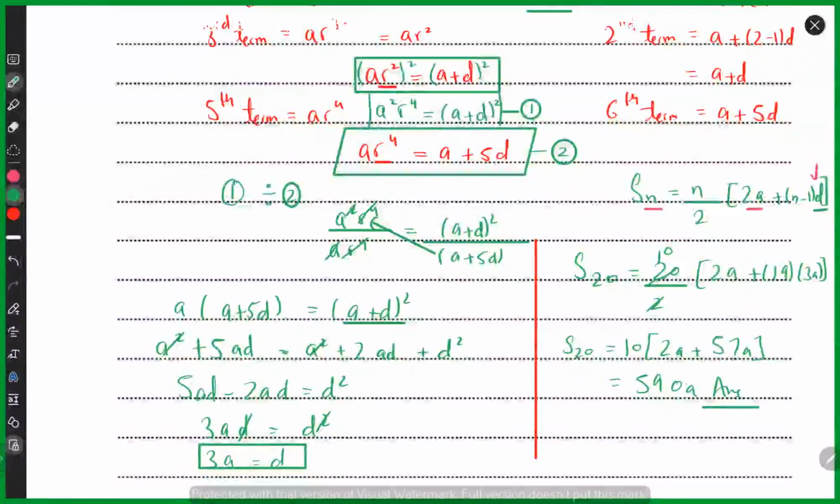Let me check the answer from the markings. Yes, that's right. It's 590A. Okay. So yes, now you can ask me if you have something. No, Miss, that's clear. Okay, very good. Let's talk about the next question then.